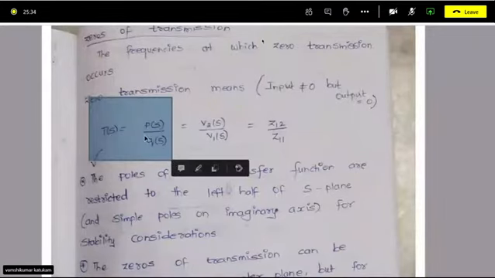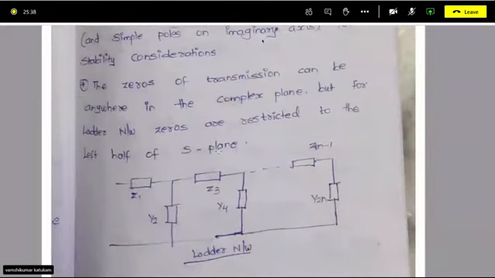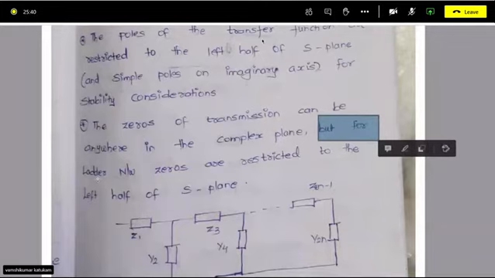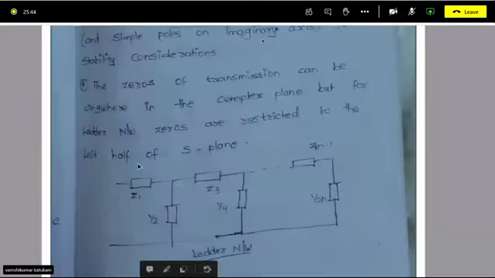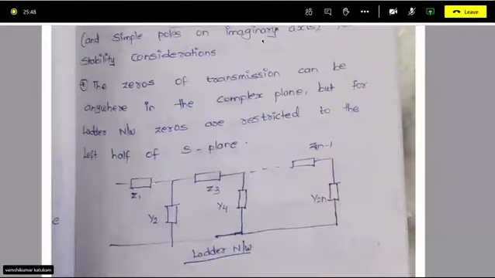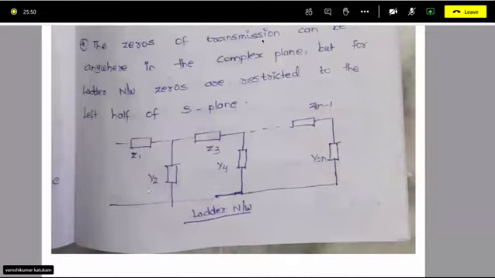V2 upon V1. So zeros for ladder network, this is important: they are restricted to the left half of the S plane. For a ladder network, poles and zeros both are on the left half of the S plane. Now what is a ladder network? This is your ladder network: Z1, Y2, Z3, Y4, in this way.